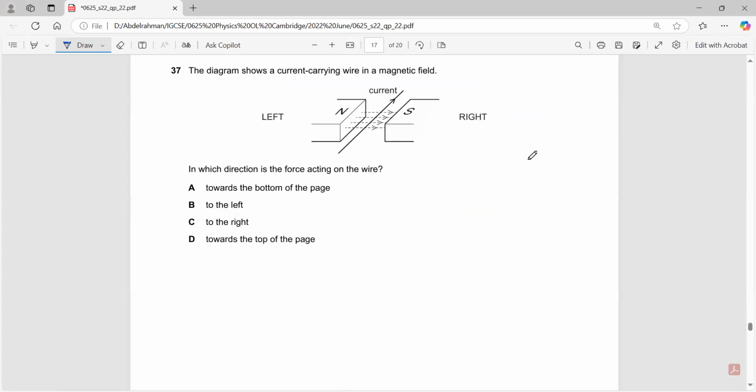Question 37. The diagram shows a current carrying wire in a magnetic field. In which direction is the force acting on the wire? So you'd need to use Fleming's left-hand rule. You have the first finger, which is the index finger, pointing to the right, and then you have the current on the second finger, which is inwards, into the page. The force, therefore, on the thumb, would be downwards, which is towards the bottom of the page. Fleming's left-hand rule, okay? Left-hand rule.